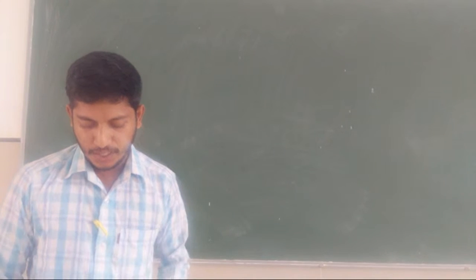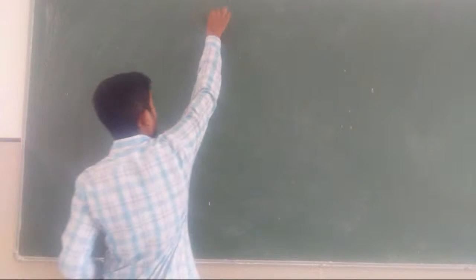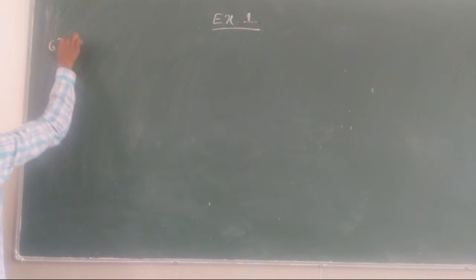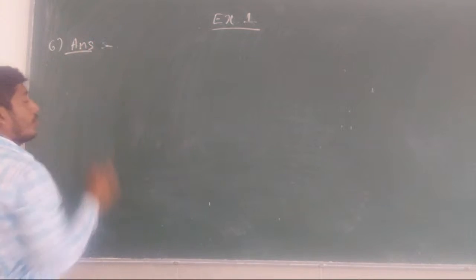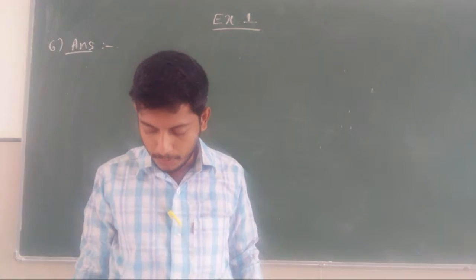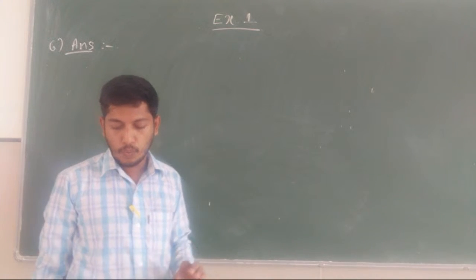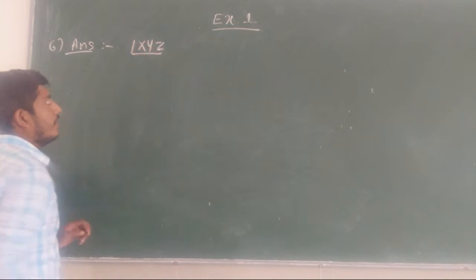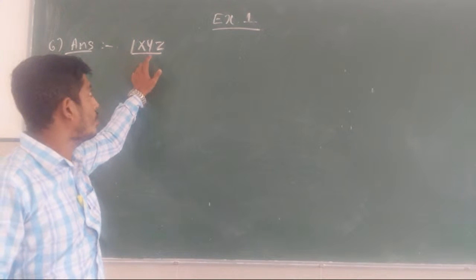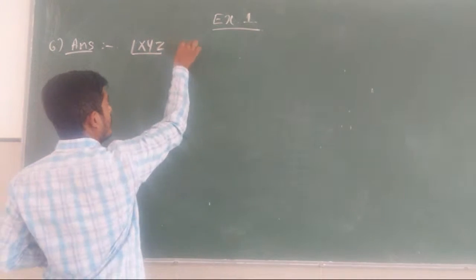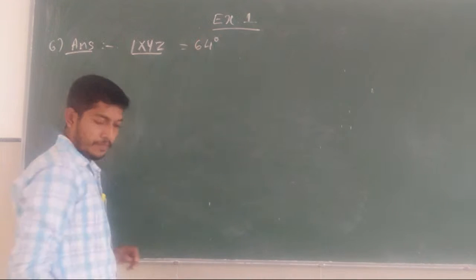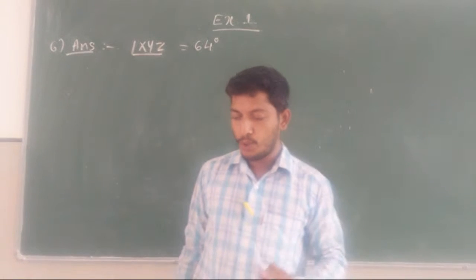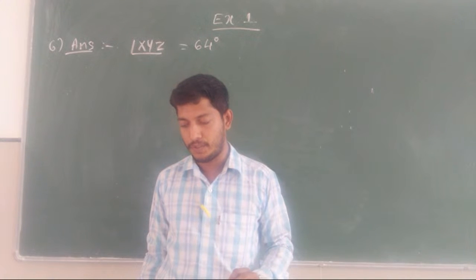It is given in exercise 1, sixth question. You have to read the question carefully. It is given that angle XYZ equals 64 degree. I will write the diagram. Angle XYZ, so here Y is the middle letter. So Y is equal to 64 degree. And XY is produced to point P. Draw a figure from the given information.